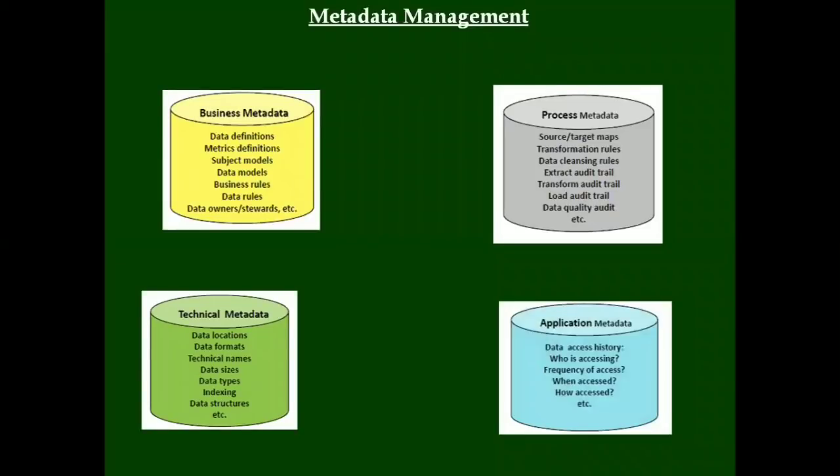The fourth type of metadata is application metadata, and it contains the data related to the applications. So it will have the data access history: by which application and who is accessing the data, according to their roles and responsibilities, frequency of access, how many times the data is accessed, when accessed, and how accessed. All the information related to these points is stored in the application metadata.